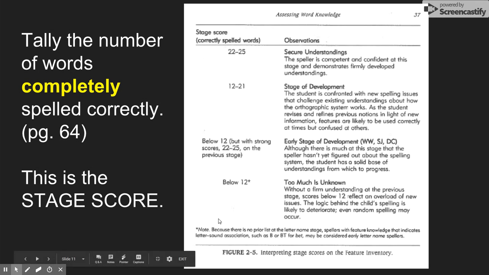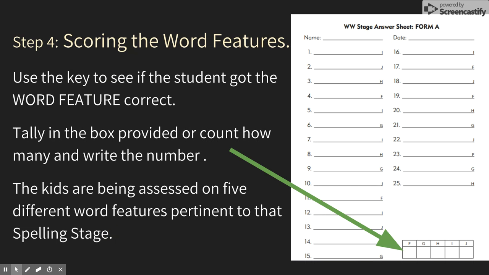Because there's probably some holes there that need to be filled and some things that they're missing in that spelling stage. Okay. We're going to continue to use this data to score them further. Now we're going to actually look at what word features do they have. For this, I don't really care if they spelled the whole word correct. All I'm going to see is if they used that feature. Because we are going to be assessing them on 5 different word features that are very pertinent to that spelling stage.